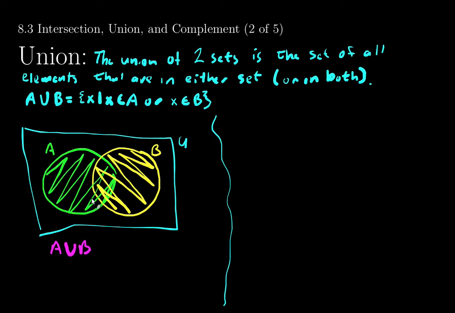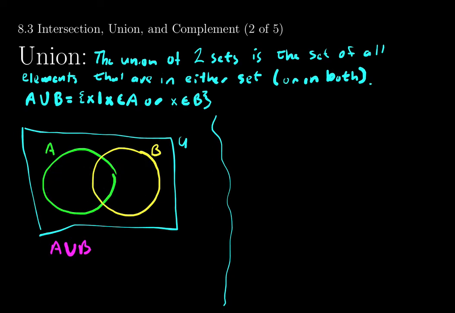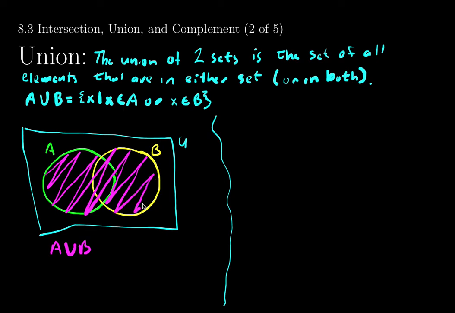The stuff that's only green is only in A. The stuff that's only in yellow is only in B. The stuff that is in green and yellow is in both A and B. And so what this means is that union is anything that's shaded at all, whether it's just green, just yellow, or both. So A union B is going to be this set that contains everything that is anywhere in either of these two circles.